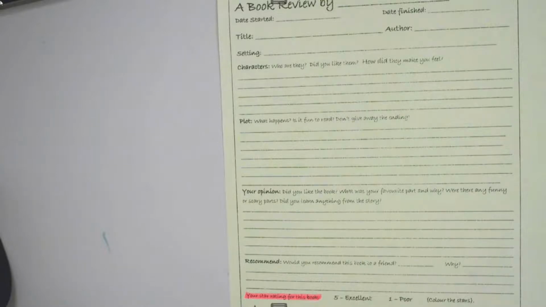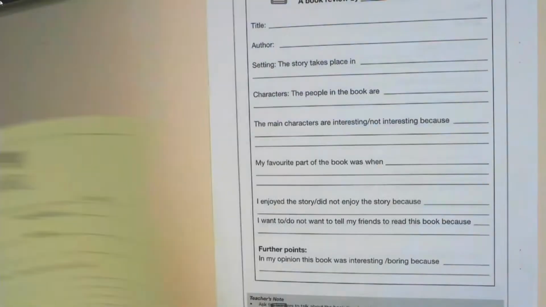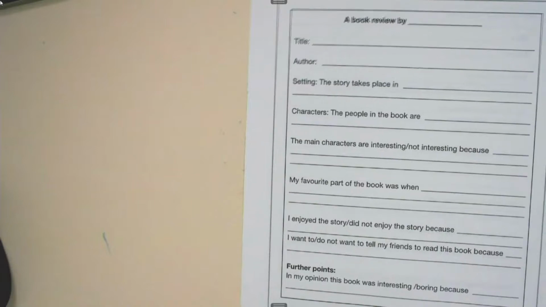If this is an excellent book, you rate from 1 to 5, 1 being poor and 5 being excellent. You rate your book in that fashion. Now I just want to give you another frame of the book, because there is a slight difference in terms of the frames.